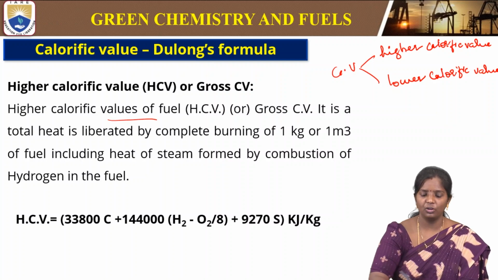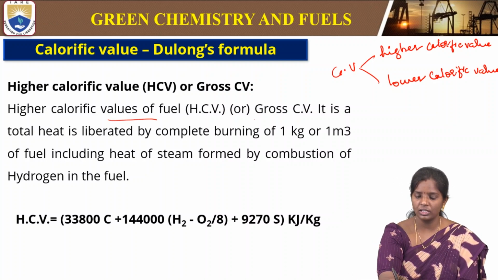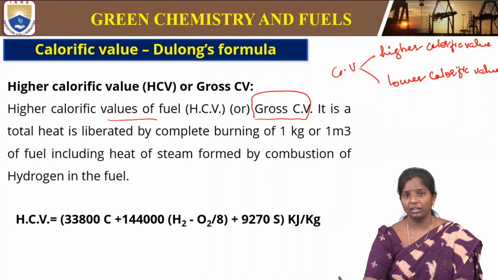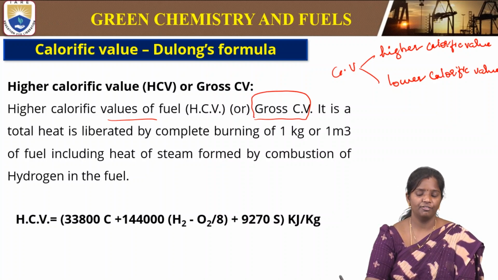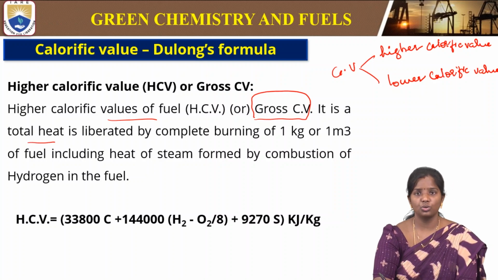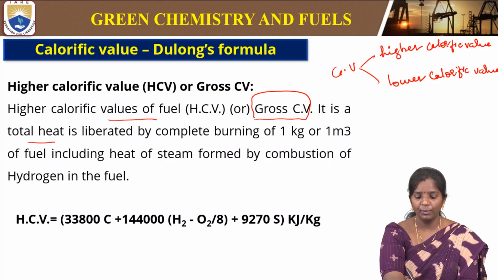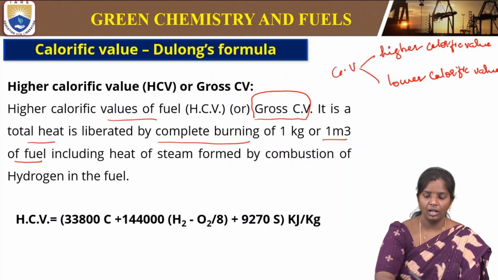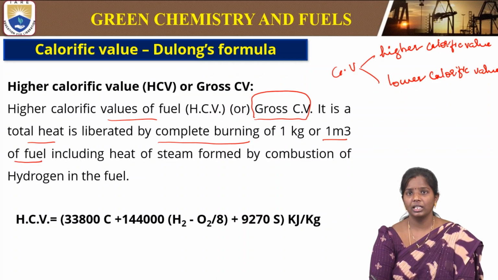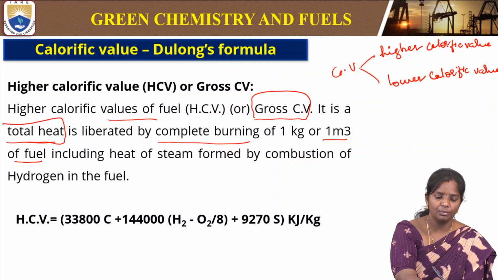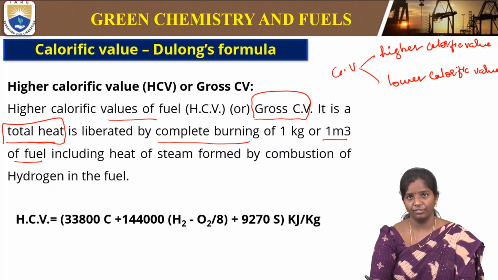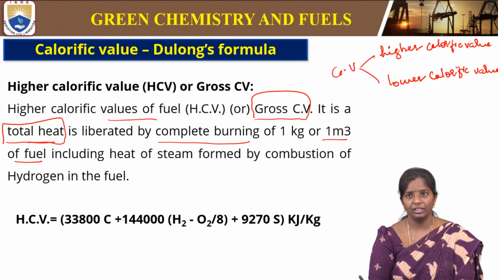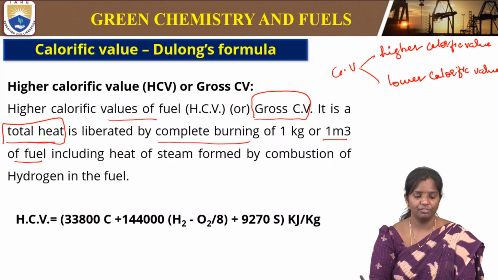The higher calorific value of any fuel is also called gross, which indicates the complete calorific value of the fuel. It is the total heat liberated by complete combustion or burning of 1 kg or 1 cubic meter of fuel. The total heat liberated is nothing but the higher calorific value. When combustion takes place totally, it is more in nature, so we call it higher calorific value, or gross calorific value.